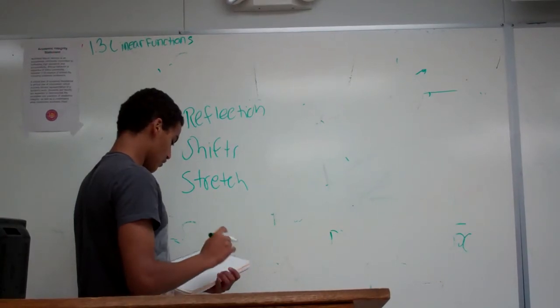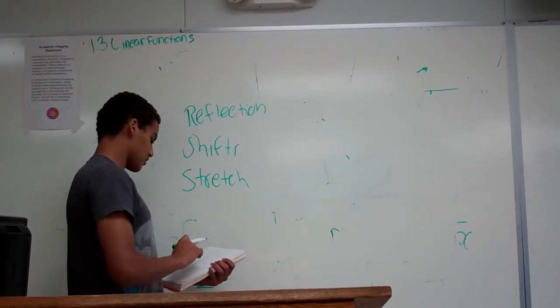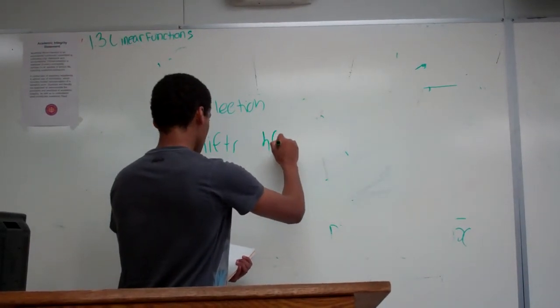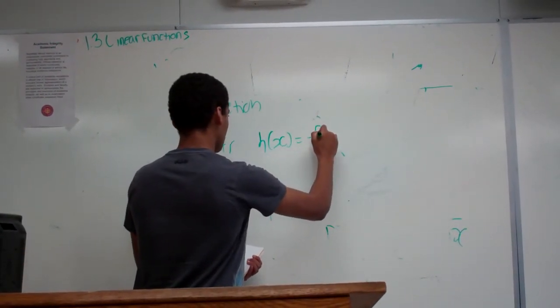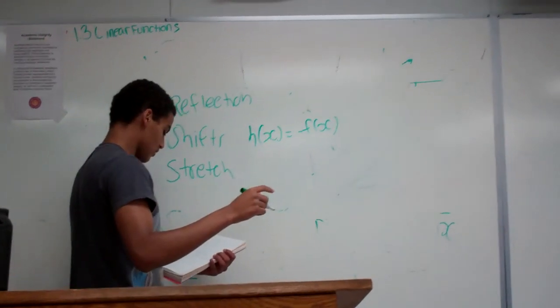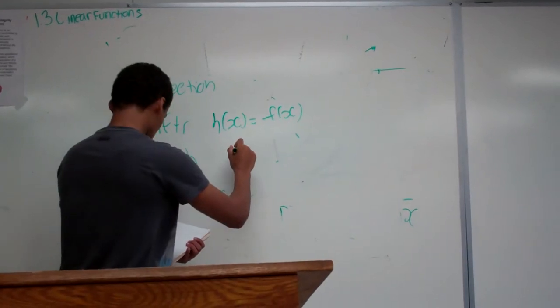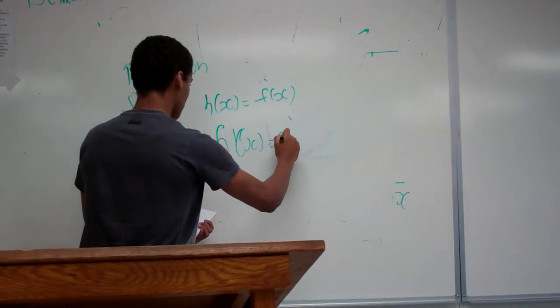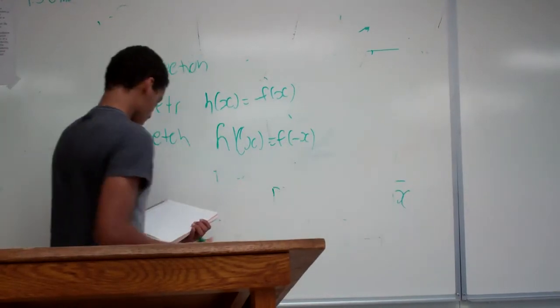So reflects over the x-axis when negative is outside parentheses, which is something like this: h of x equals negative f of x. And reflects over the y-axis when negative is inside the parentheses, which is h of x equals f of negative x.